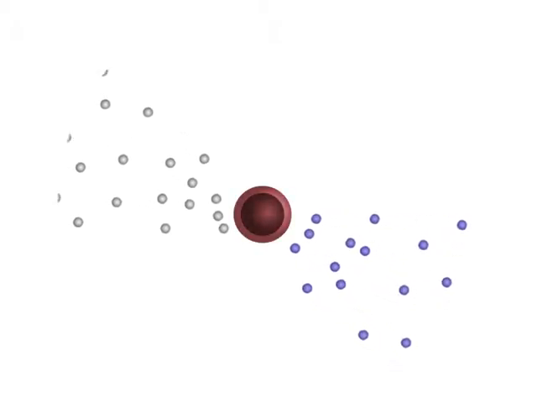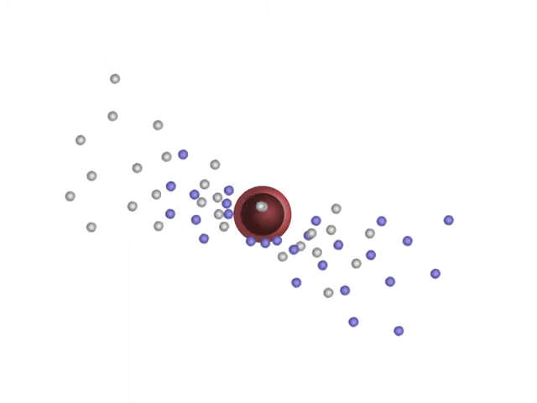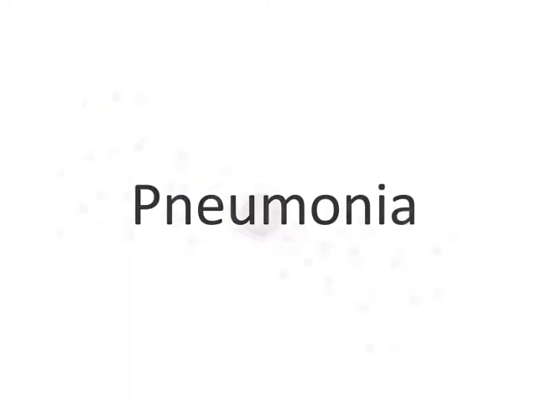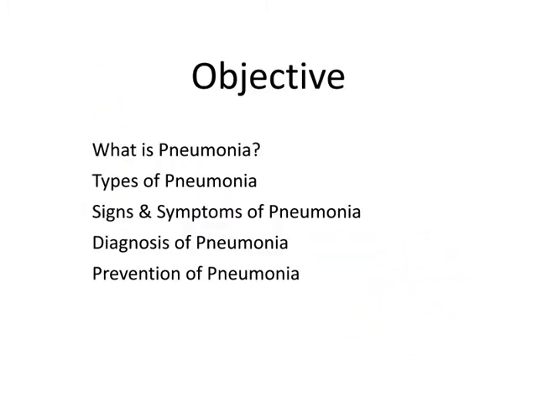Hi. So, today we're going to learn about a disease of the lung called pneumonia. There are 5 parts to this lesson, and I'm going to talk about the characteristics, types, diagnosis, and prevention of this disease.